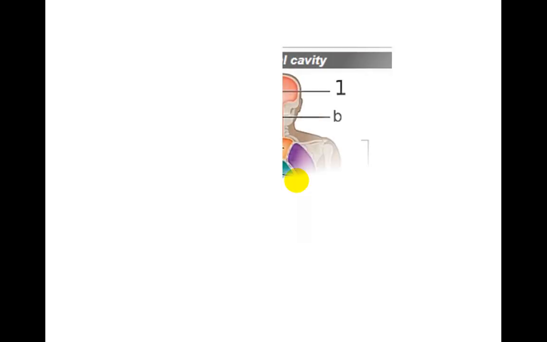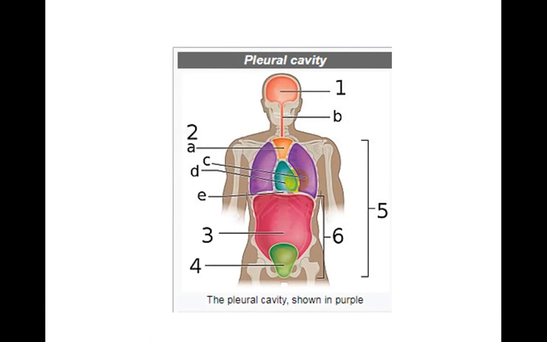These pictures show the pleural space or pleural cavity. This is the purple in color, and this red one is the peritoneal cavity. This is the bladder, and this is the CSF space.